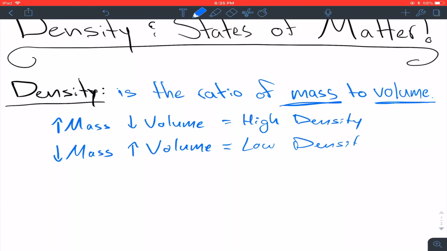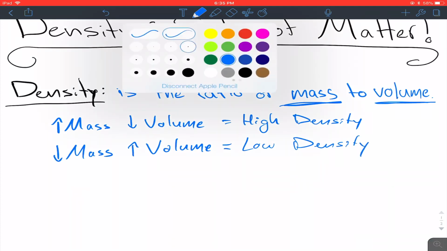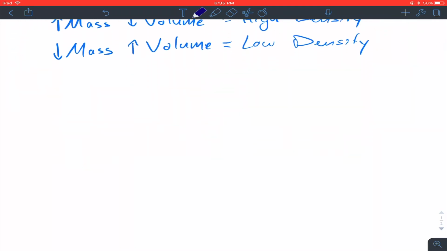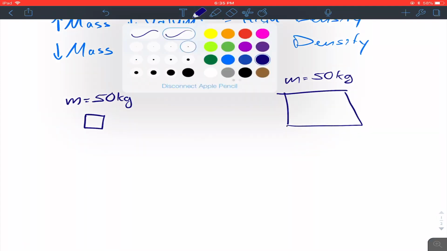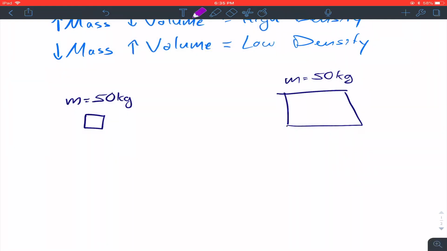And so one way we can think about this is two boxes with the exact same mass. We're going to have a small box, and its mass is going to be, let's say, 50 kilograms. It's a random number. And then we have a big box, and its mass is also 50 kilograms. So the volume is bigger on the box on the right. So let's label that. Let's not use blue again. Let's use this color. So this is a big volume, and we don't really care about the number right now. Just a big volume, and this is a small volume.